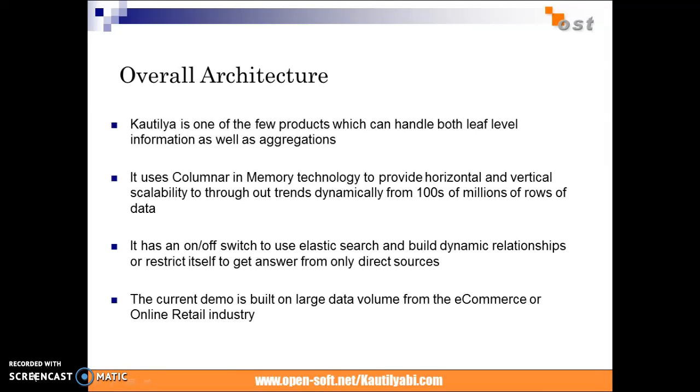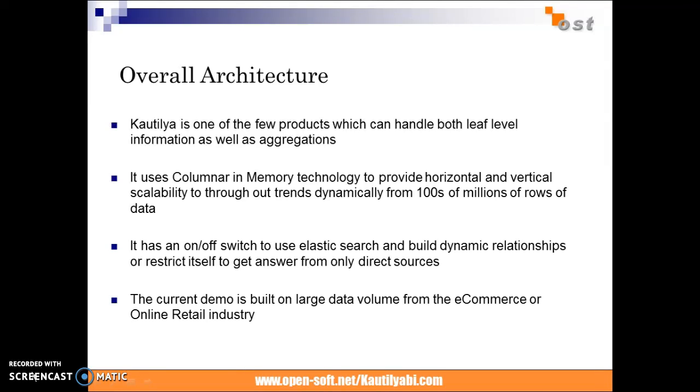Today we're going to focus on temporals or date-wise information, and see how easy it is to get information out of Kautilya by simply typing in your questions in the English language, even for different dates.